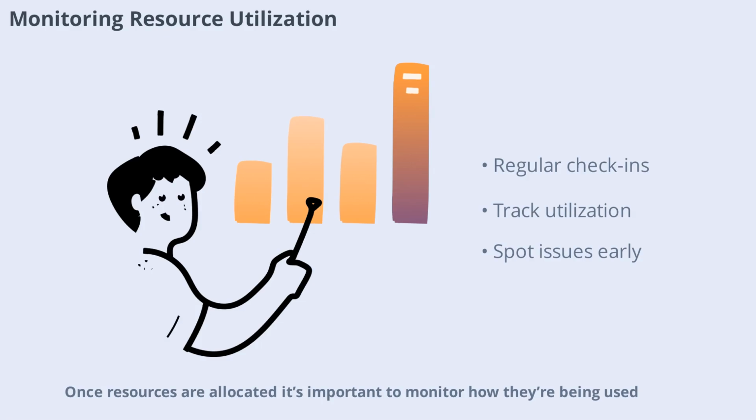Once resources are allocated, it's important to monitor how they're being used. Regular check-ins and progress reports help you spot issues early and make adjustments as needed. By tracking utilization, you can ensure that resources are being used efficiently and that your project stays on track. Let's discuss some best practices for monitoring resource use.